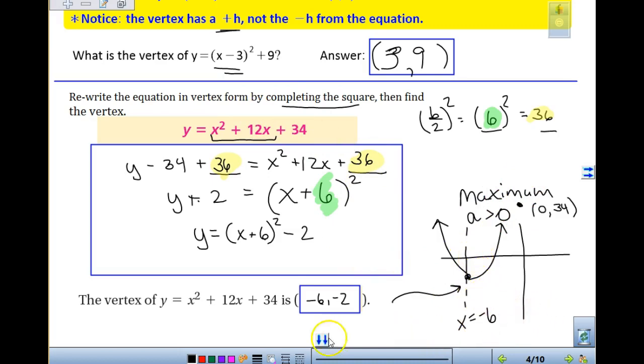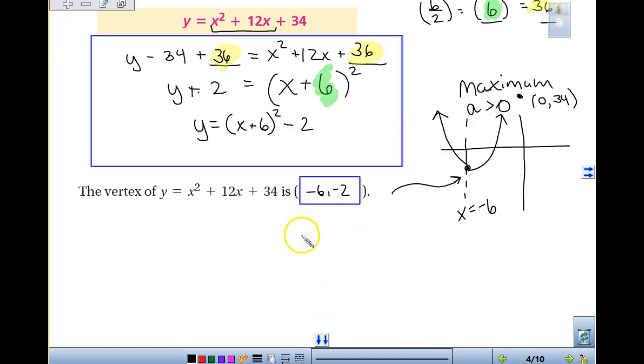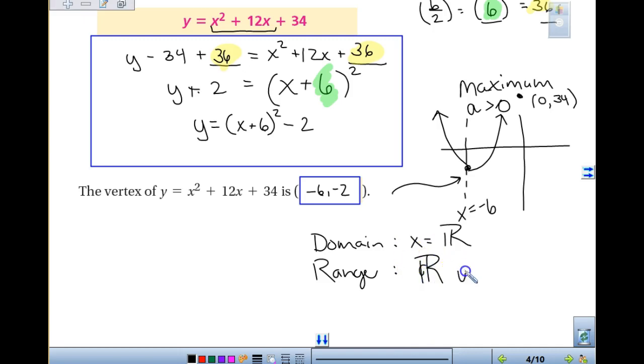Can I tell my domain? Domain on this one, Otto. x is equal to all real numbers, right? If I was looking for my range, Joey? All real numbers greater than or equal to -2, yes, looking at the y coordinate.